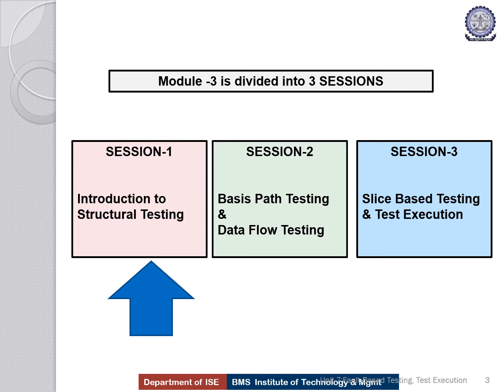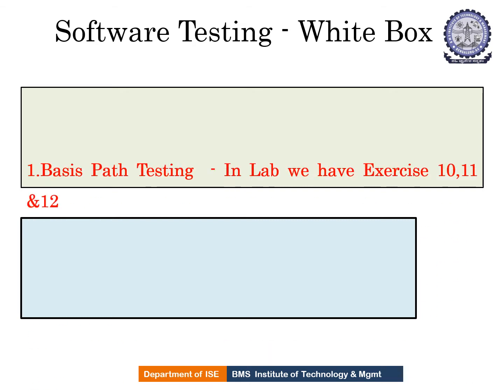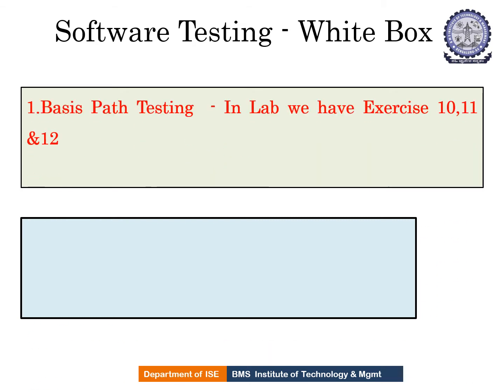Now we'll focus on session 1, which is introduction to structural testing. You all know that software testing has two methods of testing. One is functional, the other is structural. Structural testing is also called white box testing, where we take every line of the code into account while testing our application.